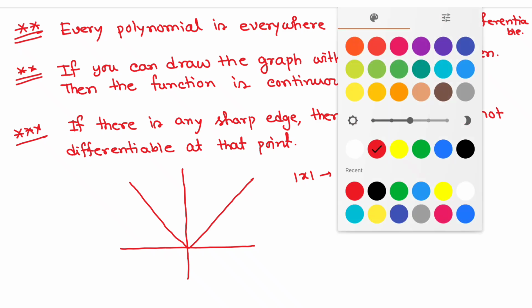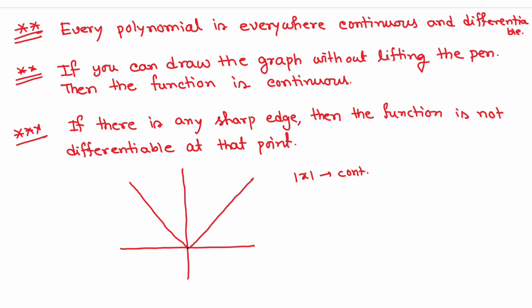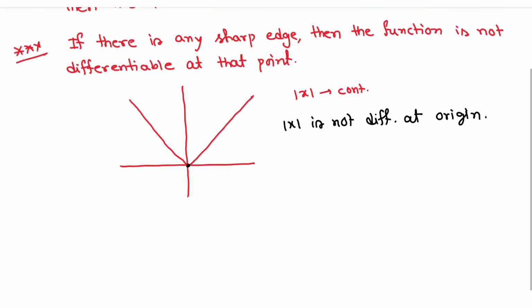Okay, and here at the point origin there is a sharp edge. That means mod x is not differentiable at origin. Clear? Let's draw another graph.